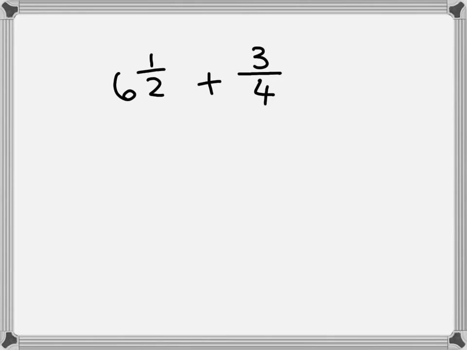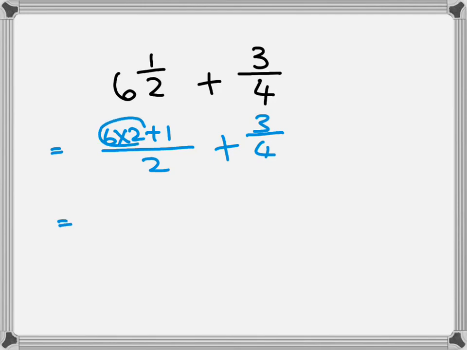Okay, so we're first going to take our mixed number. We're going to make it an improper fraction before we start looking at common denominators. That's going to be 6 times 2 plus 1, and then the balance of the sum. Okay, so now 6 times 2 is 12 plus 1 is 13 over 2 plus 3 over 4.